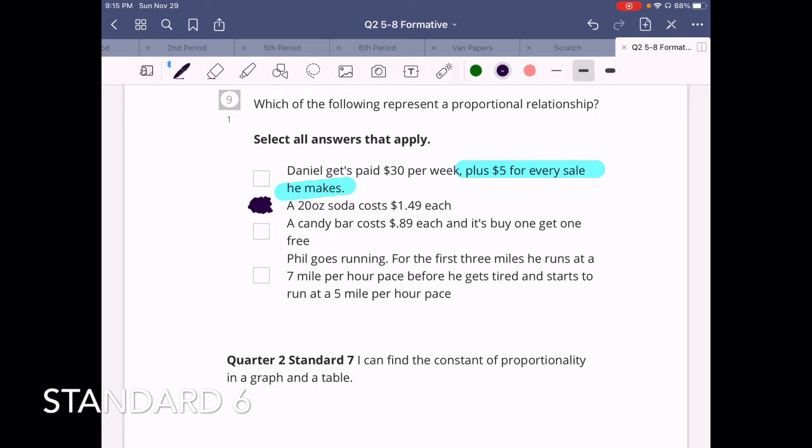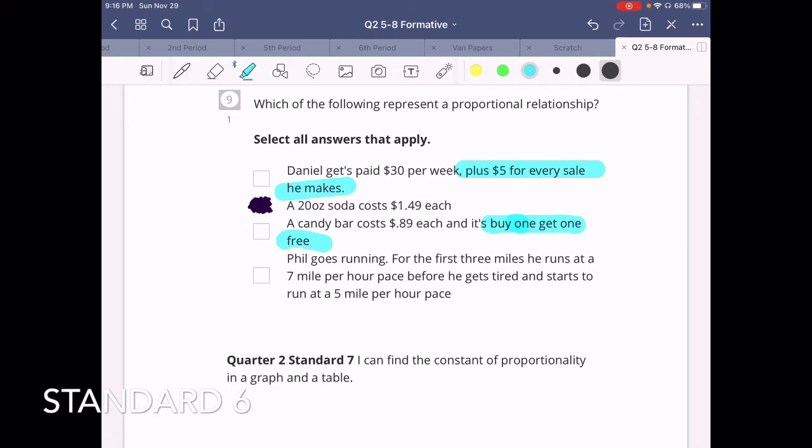Candy bar. Is it buy one, get one free? Not proportional because buy one, get one free. Doubling doesn't work here, right? Whatever you pay for 1 candy bar, it's exactly what you're going to pay for 2 candy bars. So the cost does not double.